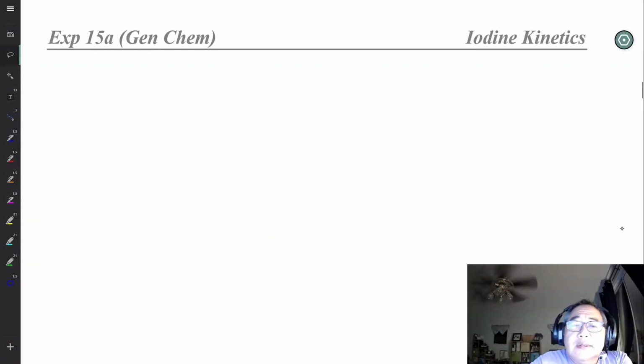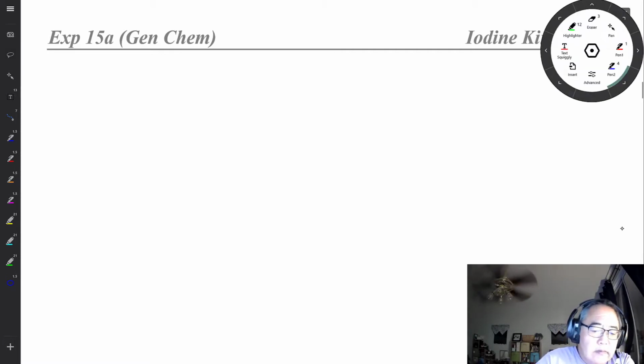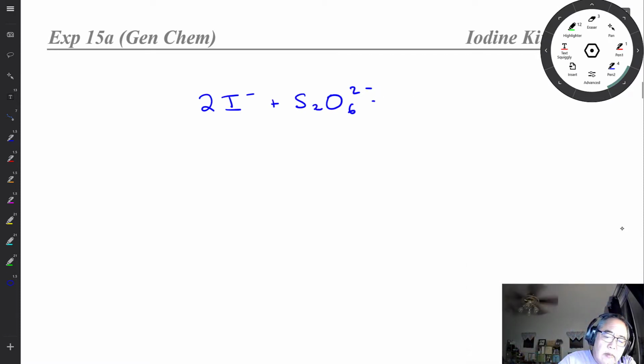So in our reaction today, what we'll be doing is studying the reaction between iodide and persulfate. The reaction looks like this. So this is iodide and this is persulfate. Oh, sorry, S2O8. And that's going to make iodine plus sulfate ion.